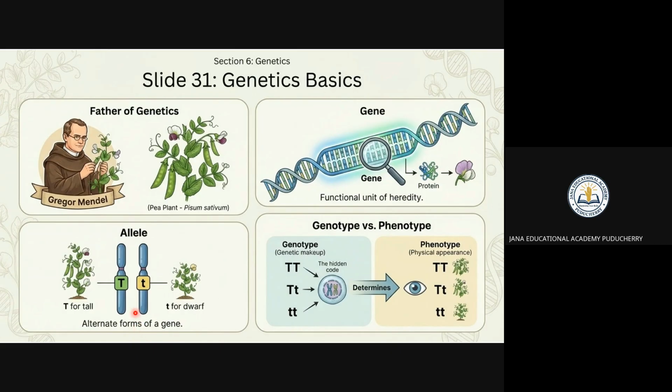Chromosomes are nothing but the carriers of genes. DNA is deoxyribonucleic acid, or you can say the genetic material. So you can see here the genetic makeup, right? That is capital TT, which is tall, tall. Then tall and small, then small, small, right? So you have the hidden code, and it determines the physical appearance.